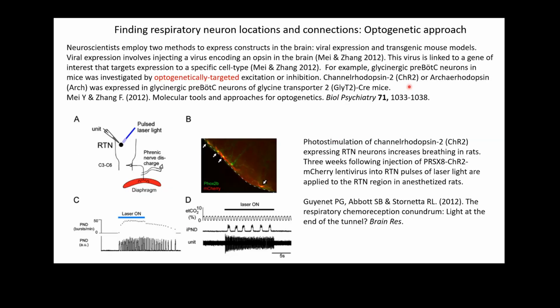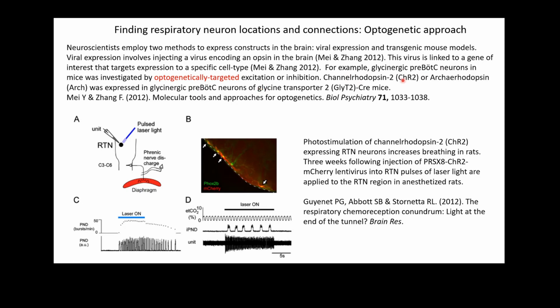What about the optogenetic approach? So you virus-encode the opsin in the brain to the gene of interest that targets a specific cell type. And they targeted the glycinergic pre-Bötzinger complex neurons in mice.